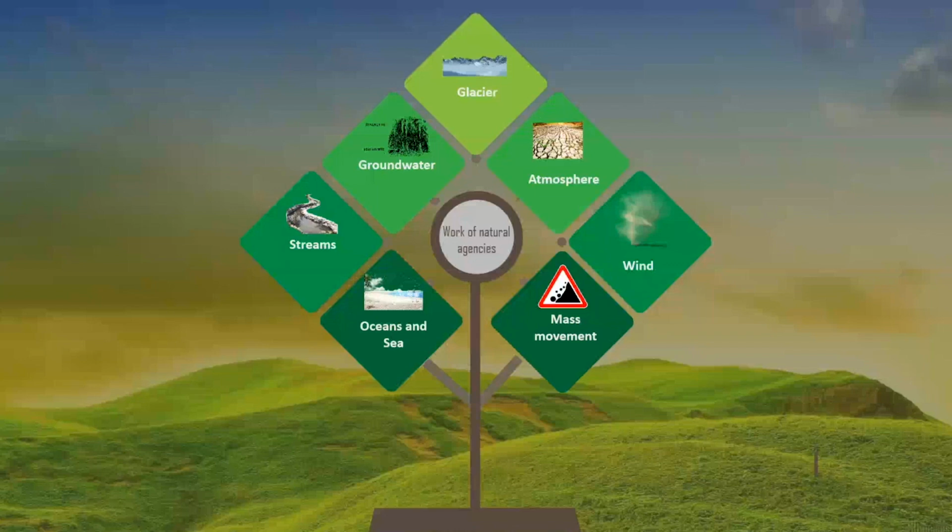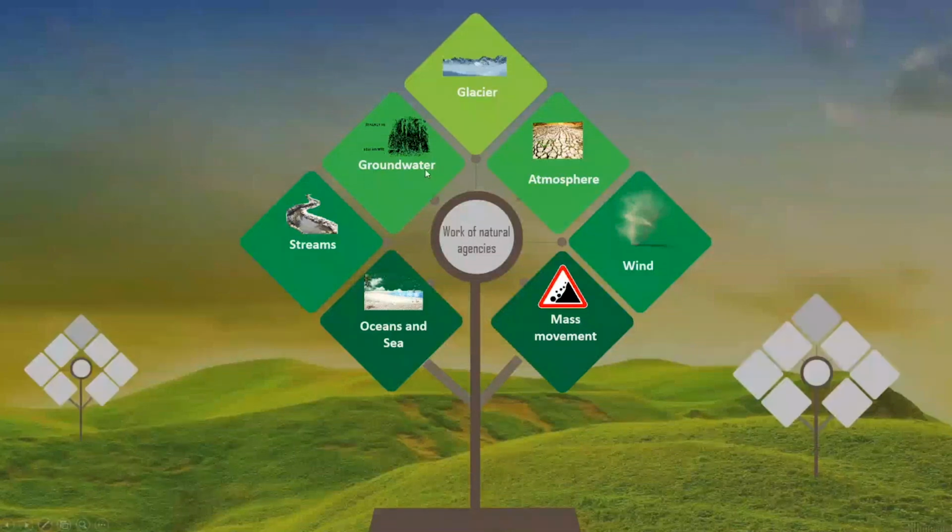On the left hand side, these are the glaciers. Glaciers are large solid, moving ice sheets. Then the groundwater, which is below the surface, and streams, which are flowing water, and the oceans and seas, that is the water stored in the oceans and seas. So these are basically four processes which are active by water.